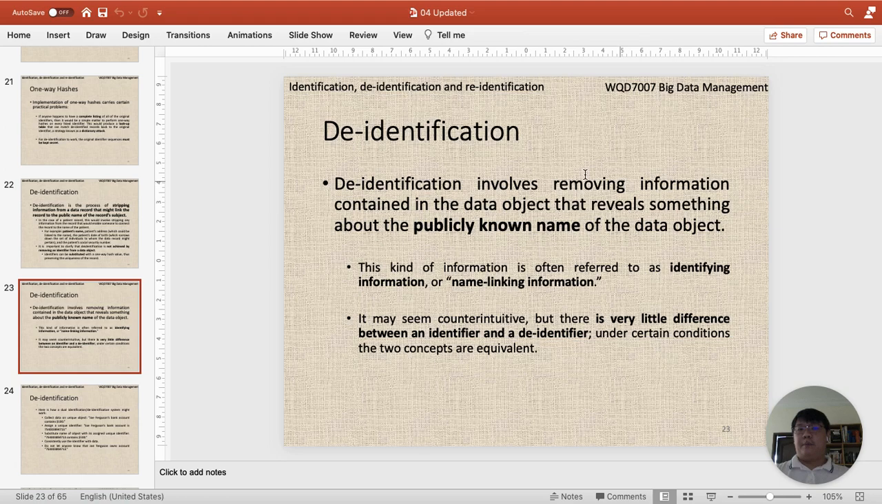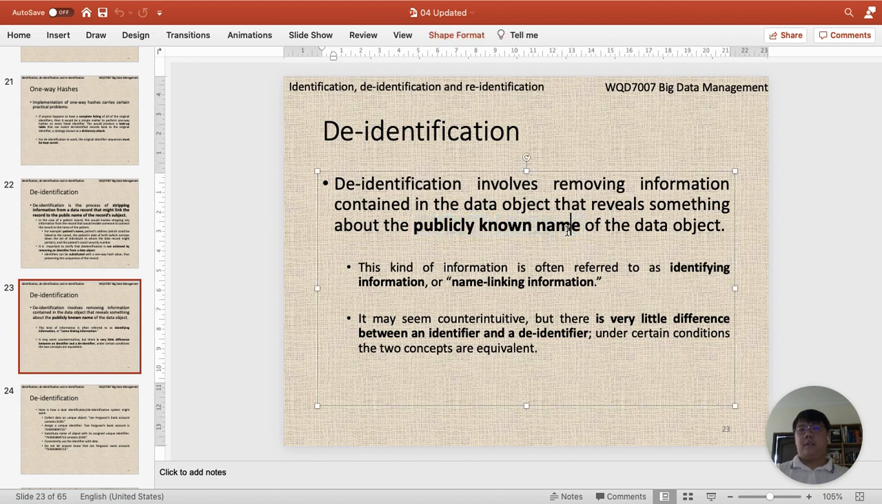And the de-identification involves removing information of the data objects that can reveal something about the public domain of the data object. For example, the things that we have discussed just now are the gender, age, and place of living, when they're going for certain kinds of action, like the liver biopsy that we're talking about. So all these can be the information for you to know or connect to the original publicly known name.